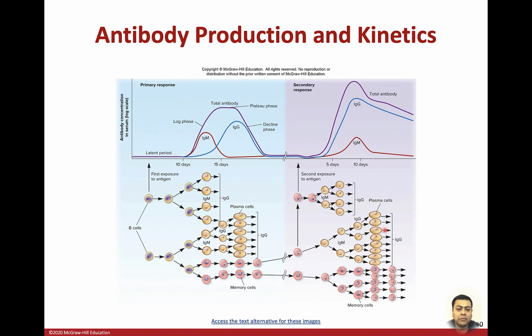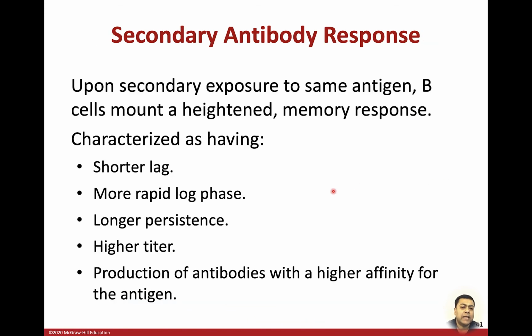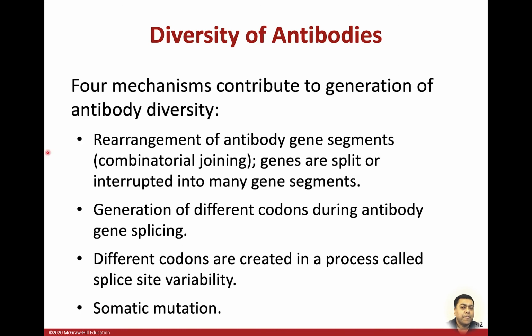So that's the reason that your IgG goes up very fast and you have a faster immune reaction, which will not allow the disease to happen in most cases. So secondary exposure to the same antigen, B cells mount a heightened memory response characterized by a shorter lag phase, more rapid log phase, longer persistence, higher titer of antibody, and production of antibodies with a higher affinity of the antigen. Very specific type of antibodies.